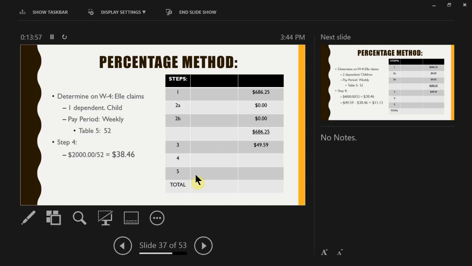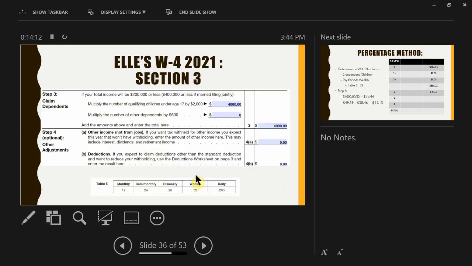Okay, this was supposed to be 1 dependent. I don't know why I didn't make that change. But you claimed 1 person, right? She had only 1 child. And therefore, here we look at how many pay periods per week. In this case, she's getting paid every week.